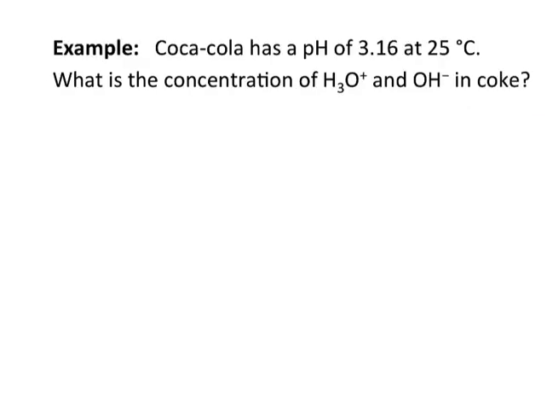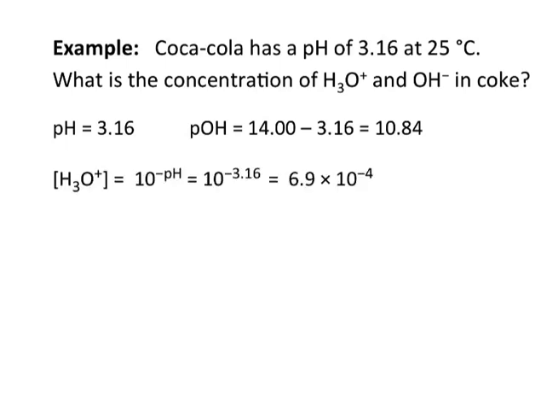Last example, Coca-Cola has a pretty acidic pH. It's not so great for your teeth, or perhaps the rest of you. But what's the concentration of H3O plus and OH minus in Coke? So here's the pH. Now, simplest to find the pOH from here, so 14 minus pH gives you pOH. Now we can take 10 to the negative pH to find the concentration of H3O plus, and this will come out in molar. And then you can take 10 to the negative pOH to find the concentration of hydroxide. Again, it comes out in molar.